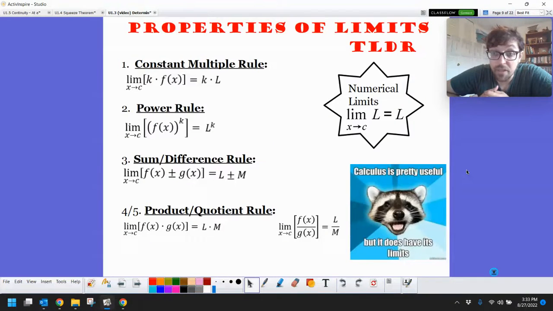That's it for our properties of limits. Reminder that you can multiply out, you can pull out exponents, you can split them up with addition, subtraction, multiplication, and division. Also, if there is just a constant left after you do all that manipulation in there, that limit is going to be just that constant's value.